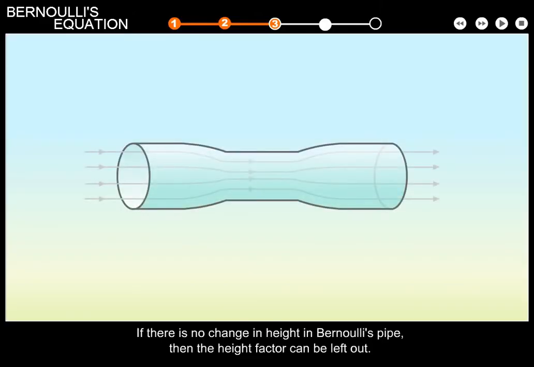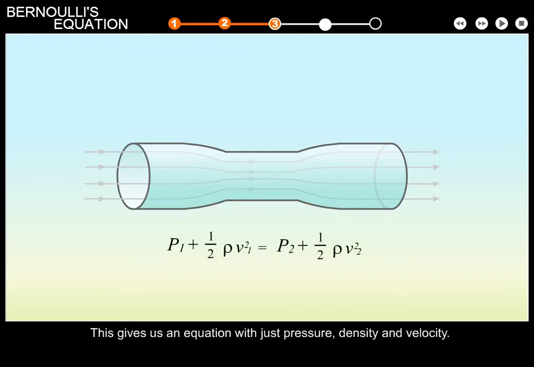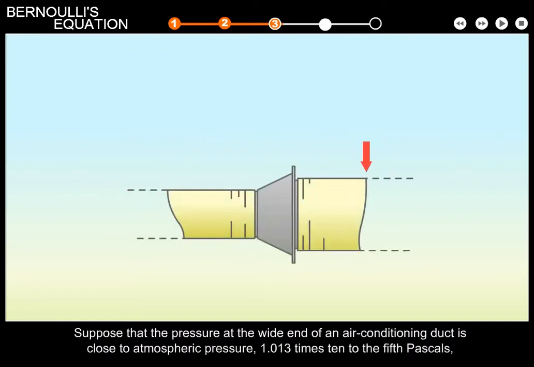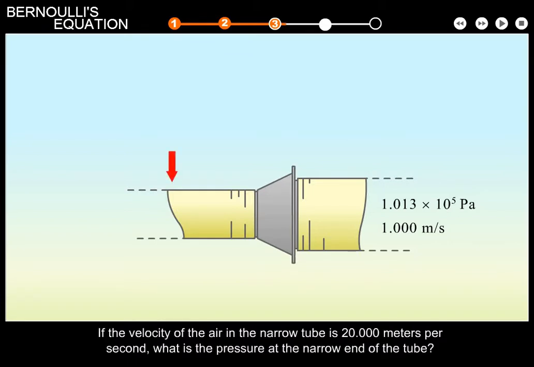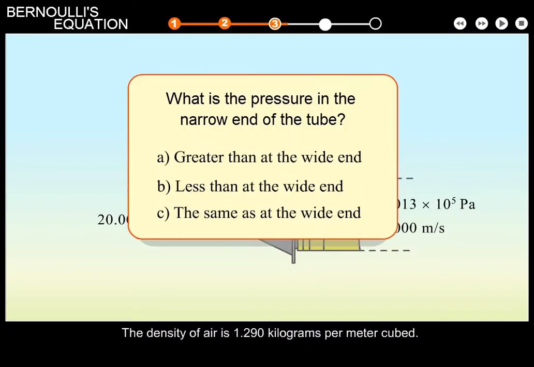If there is no change in height in Bernoulli's pipe, then the height factor can be left out. This gives us an equation with just pressure, density, and velocity. Suppose that the pressure at the wide end of an air conditioning duct is close to atmospheric pressure, 1.013 times 10 to the 5th pascals, and the air is leaving the wide end at 1.000 meters per second. If the velocity of the air in the narrow tube is 20.000 meters per second, what is the pressure at the narrow end of the tube? The density of air is 1.290 kilograms per meter cubed.